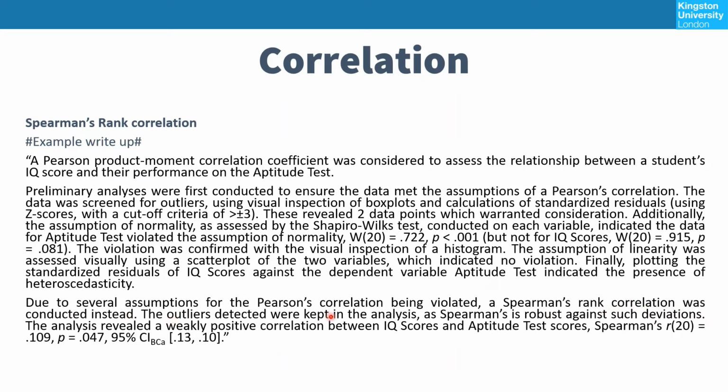You would mention what you did with outliers if you detected some of them. In this write-up, I mentioned that I detected 2 data points that I would consider to be outliers, but in this case, because Spearman's rank correlation is pretty robust to outliers, I decided to keep them. This is also important because people need to know how many data points you used to conduct your analyses. And then you simply report Spearman's instead of Pearson's.